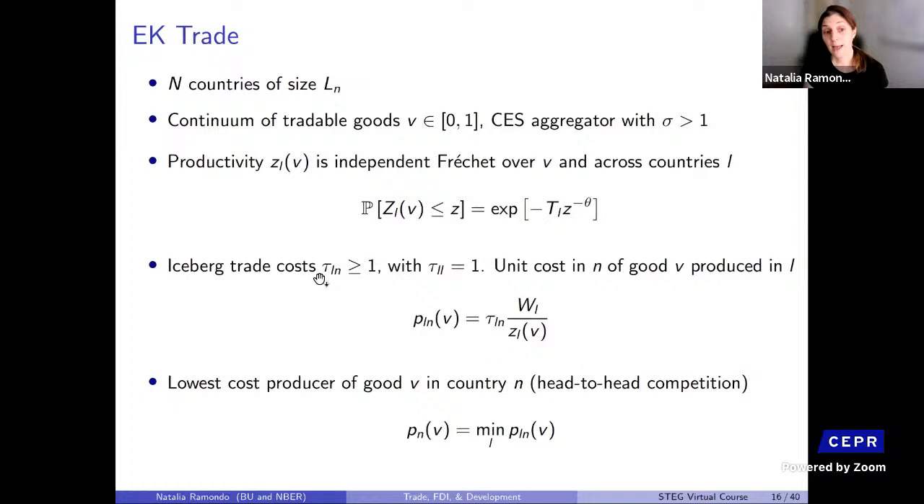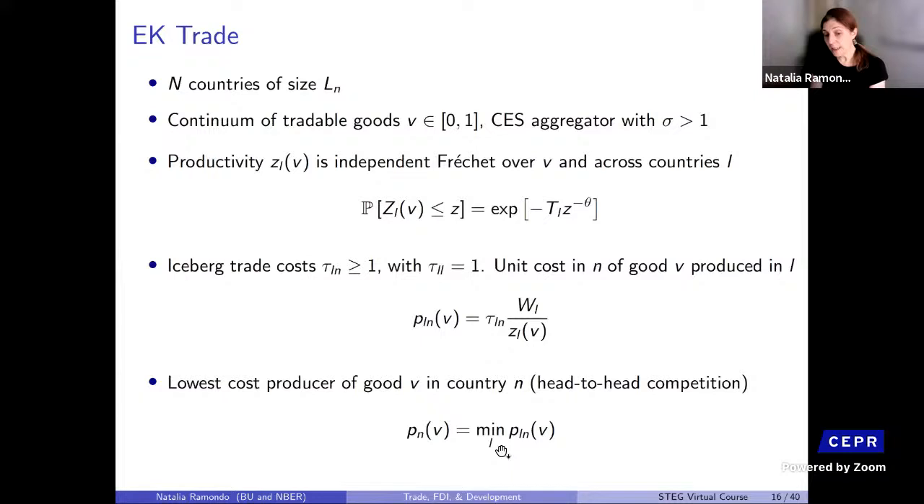Then we have iceberg trade costs to ship goods from country l to n, and the unit cost of producing good ω in l and shipping it to n to reach consumers was just the unit cost, the wage over the productivity, times the trade cost. And then what was the rule there? There was this head-to-head competition. It's a Ricardian model. So we all know how to produce each good; some are more efficient than others. So who's the lowest cost producer of good ω for country n? Well, the most efficient location.